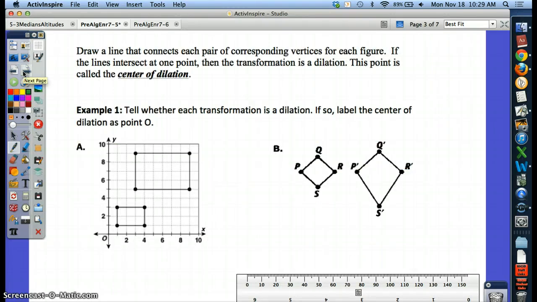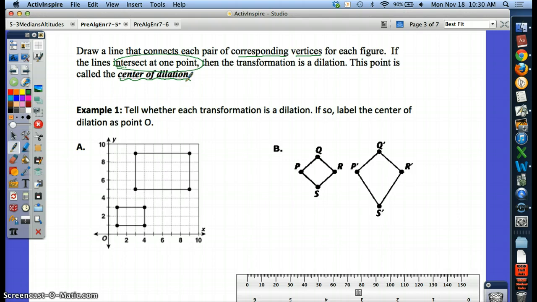Let's practice identifying dilations first. I'm going to give you an easy way, a hint on how to do this. Draw a line that connects each pair of corresponding vertices for each figure. If the lines intersect at one point, then the transformation is a dilation, and this point is called the center of dilation.